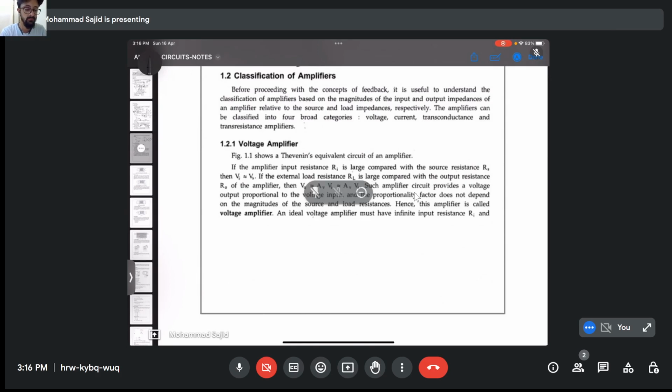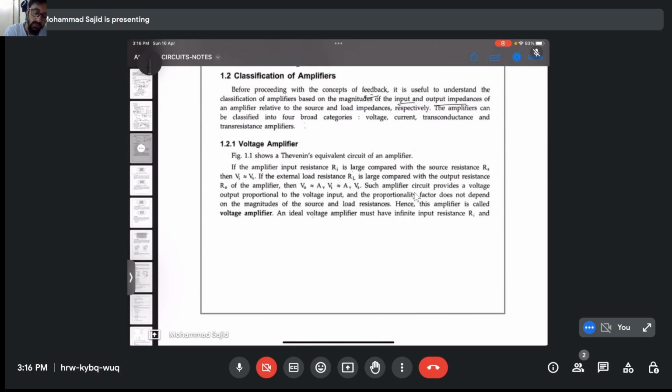Now, before we go to the configuration of feedback amplifiers, let's see what the different types of amplifiers are, because it will be important for us to understand them properly, then we can do the numericals. So we will also see about input and output impedances of amplifiers.